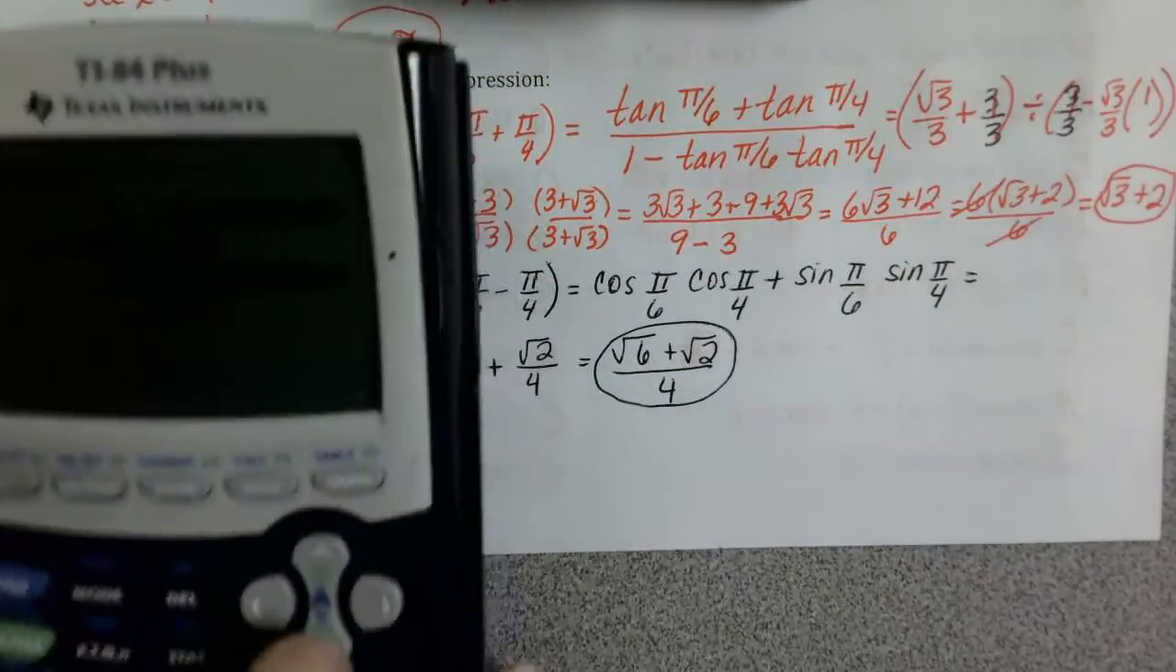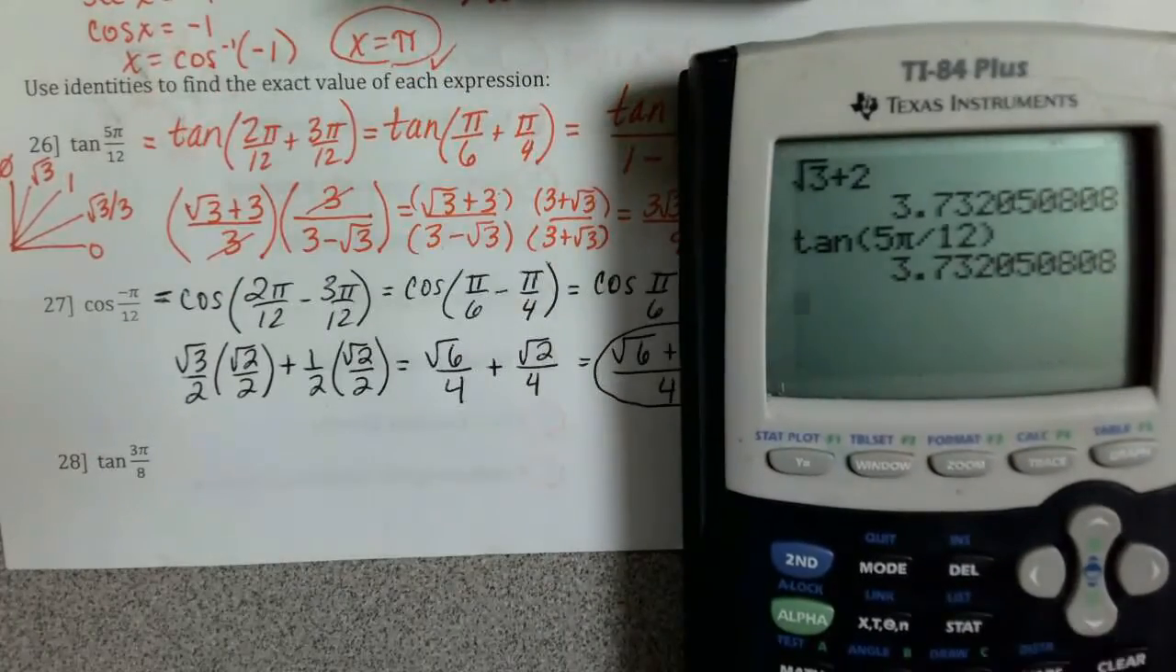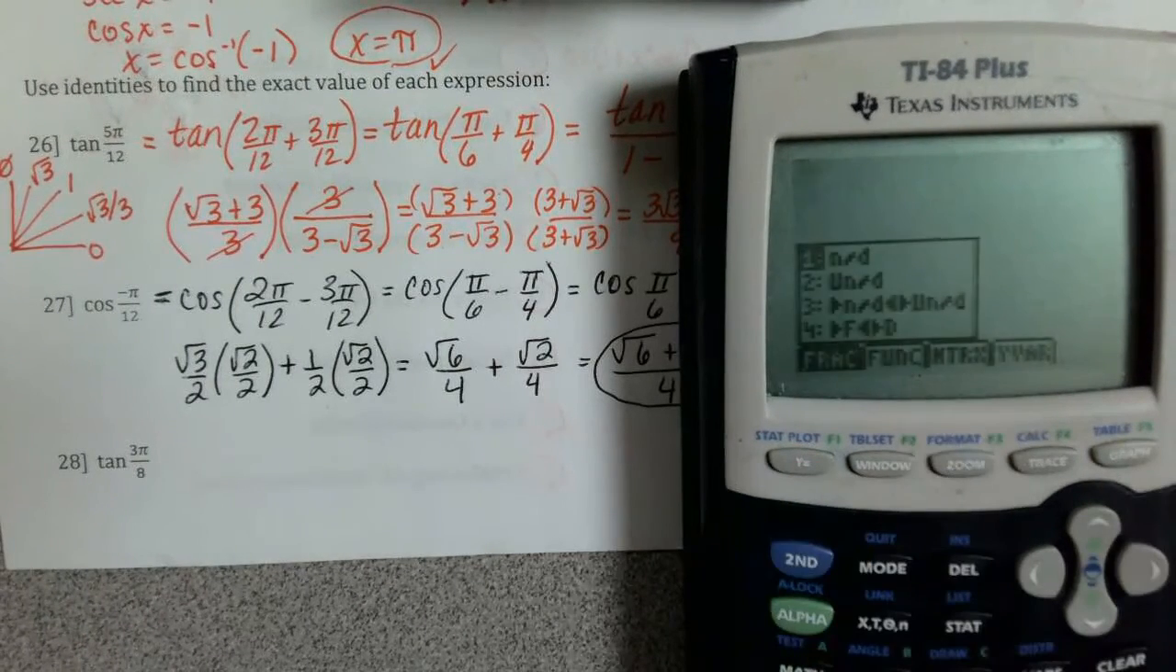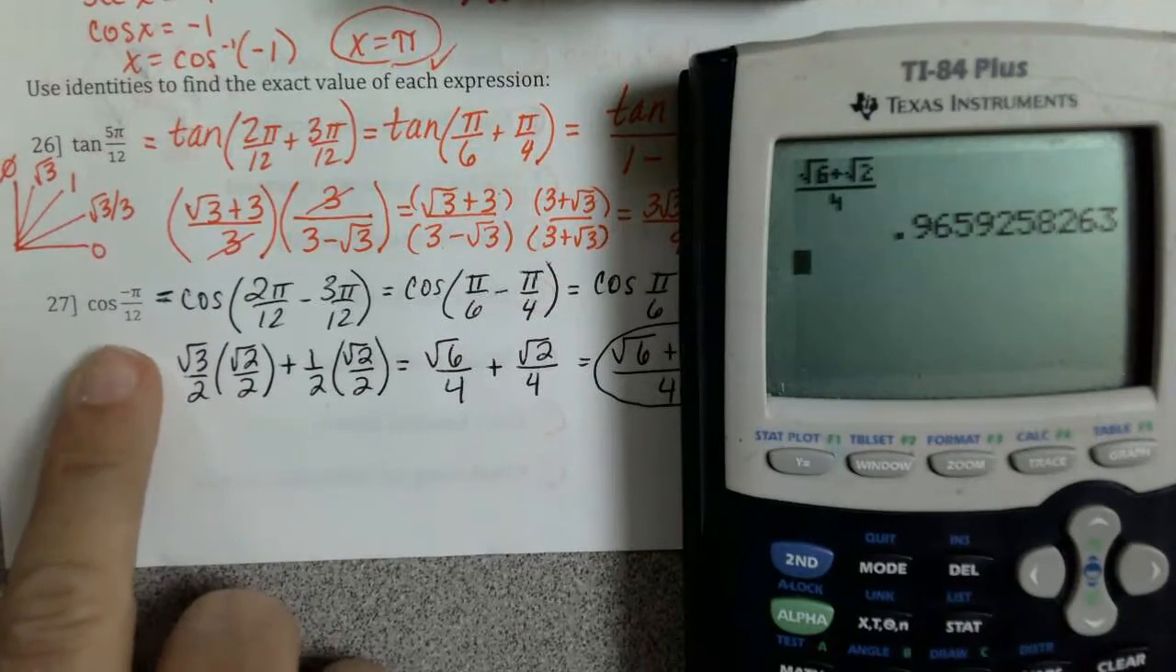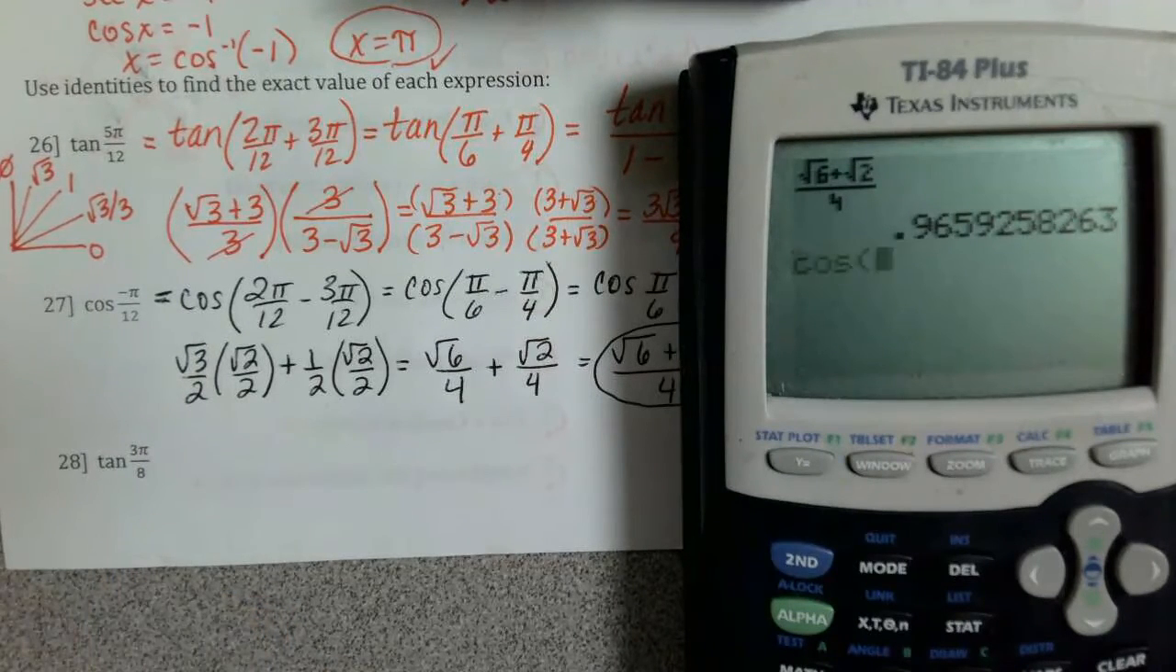So to check this in the calculator, we're going to store our answer, square root of 6 plus square root of 2 divided by 4. We're going to look at that decimal and compare it to the original cosine of negative pi over 12. And our decimals match, so we know that we did it right.